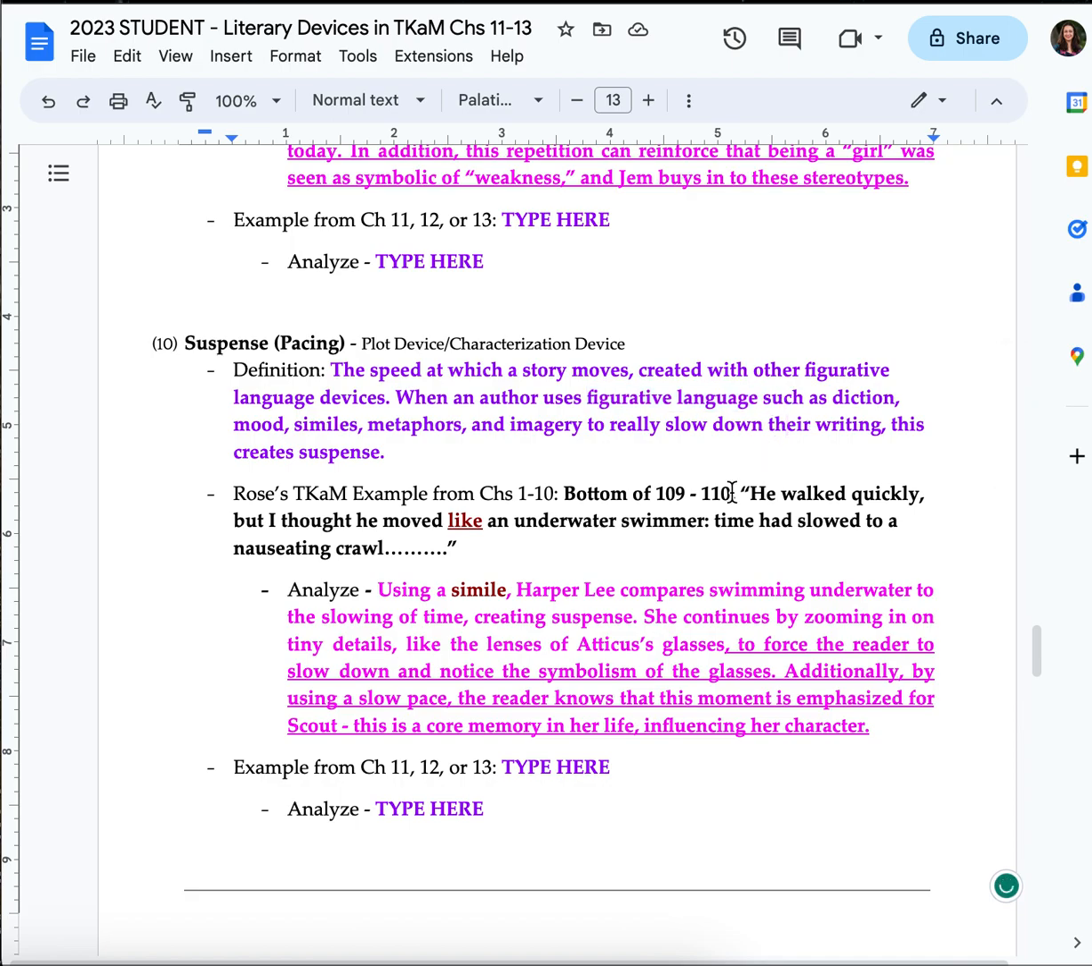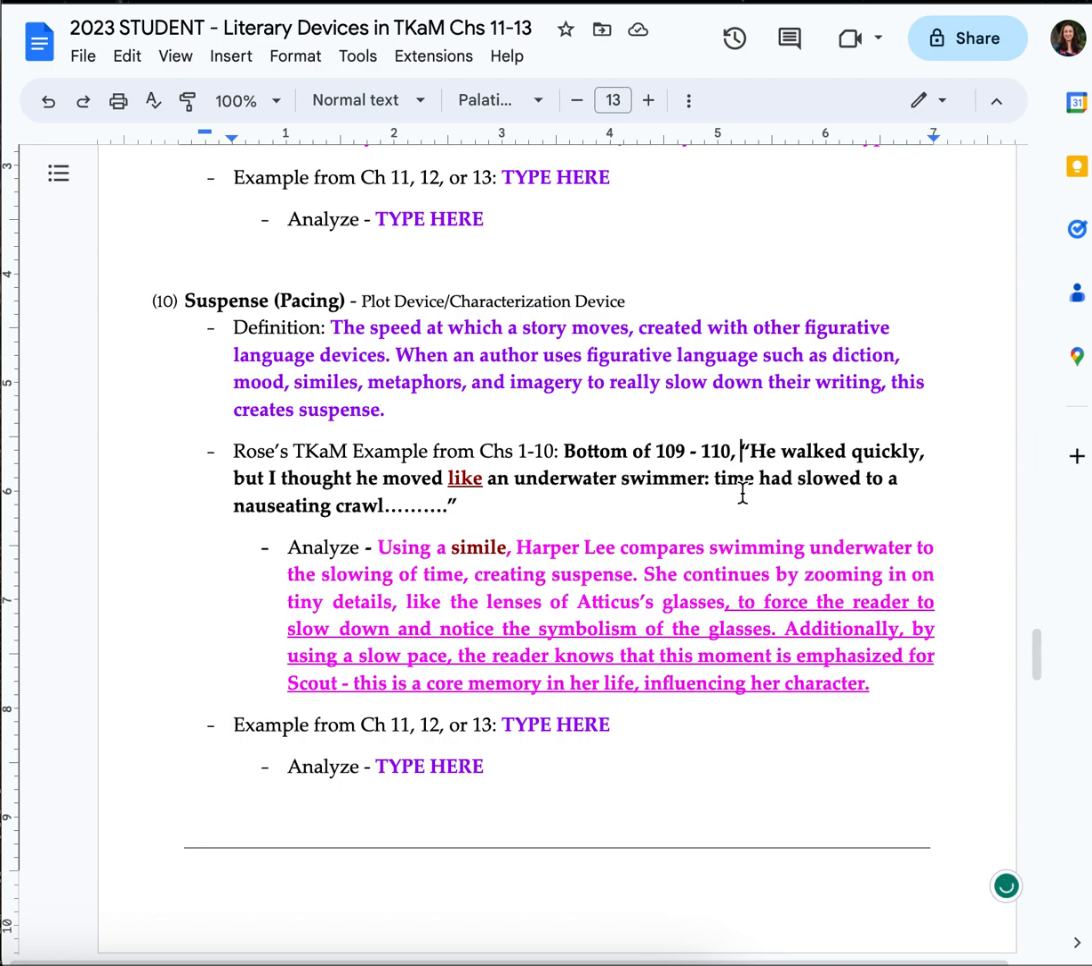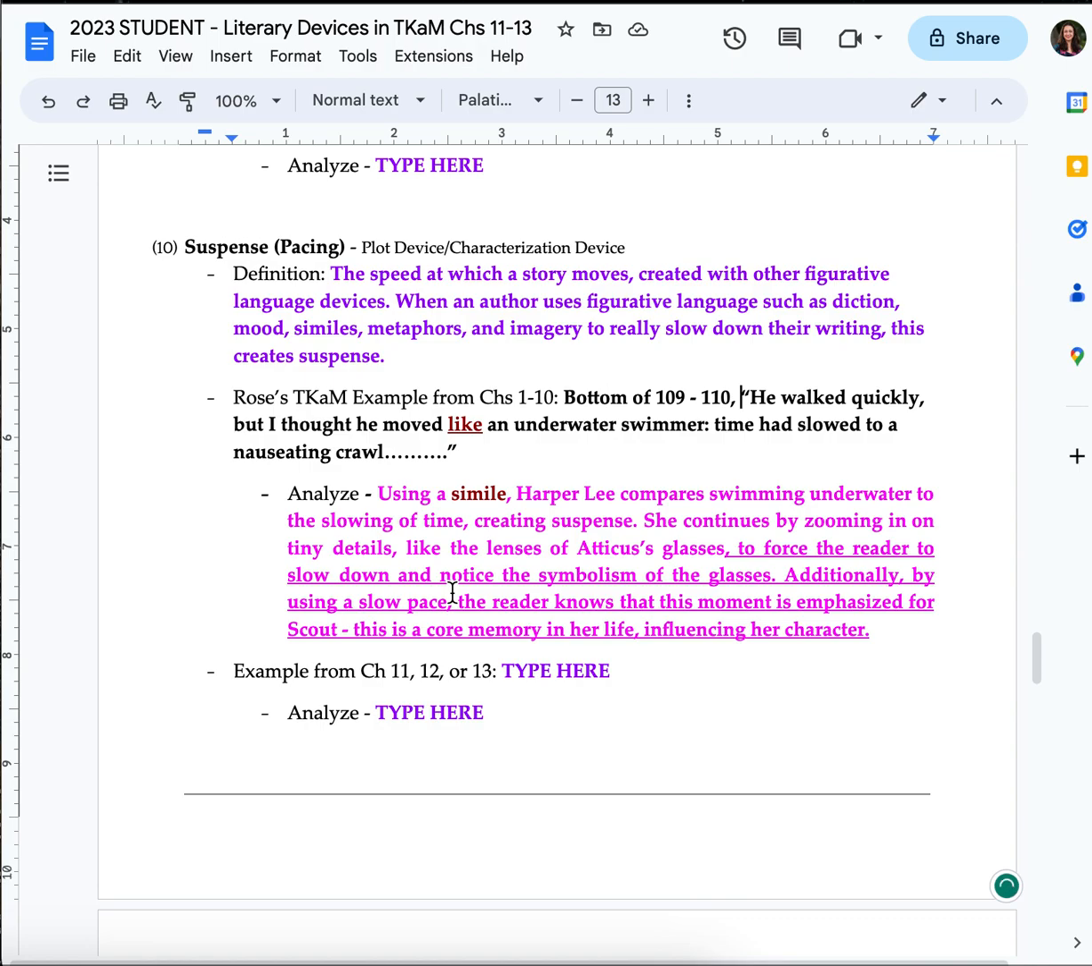or what other figurative language devices she's using in order to create this slow, suspenseful moment. So I picked the bottom of 109, 110, which is, I believe, in chapter 10. It says, "He walked quickly, but I thought he moved like an underwater swimmer. Time had slowed to a nauseating crawl." Whoa, I skipped a line. Sorry, dyslexia. Okay, using a simile, Harper Lee compares swimming underwater to the slowing of time, creating suspense.